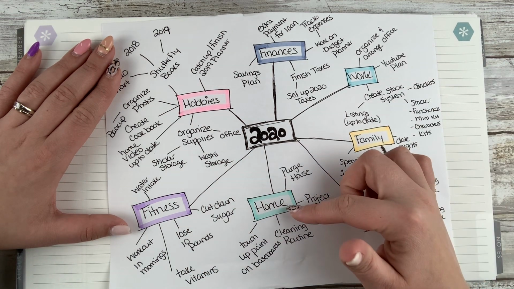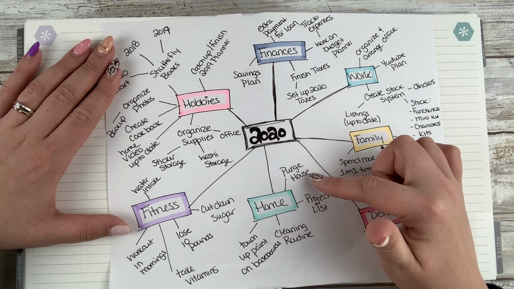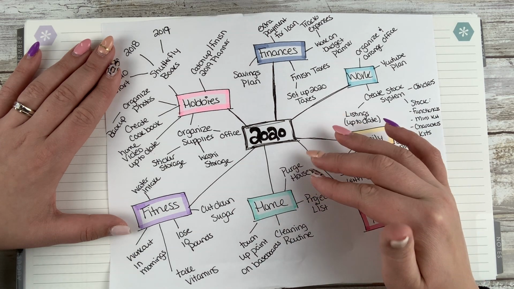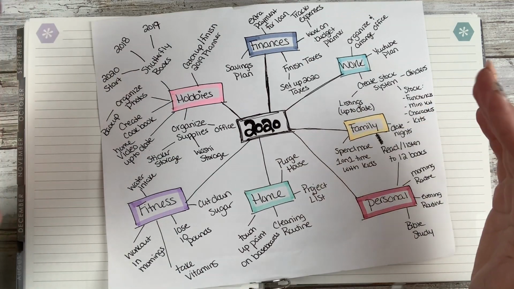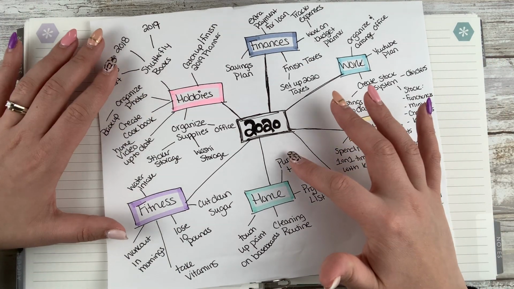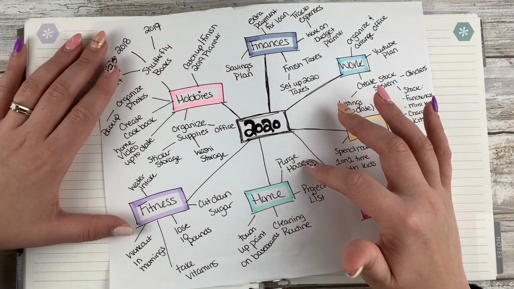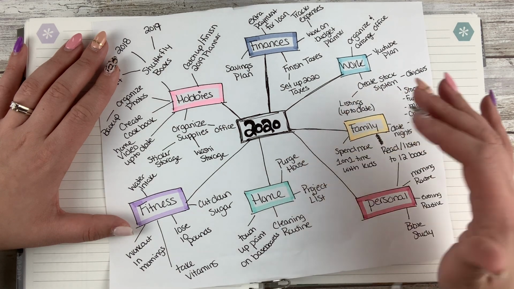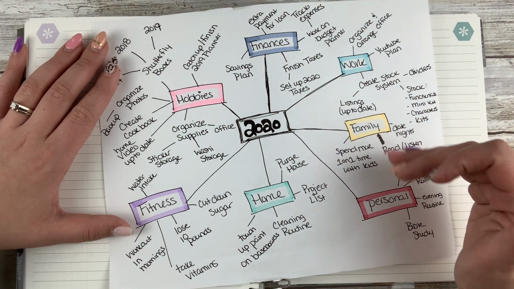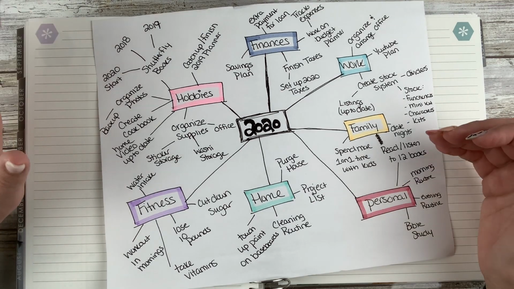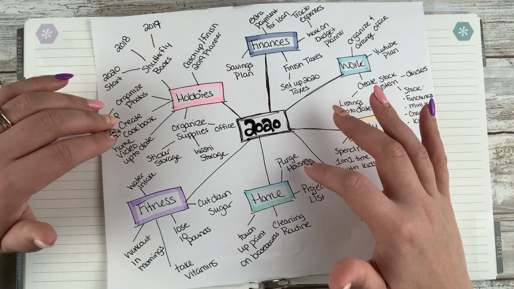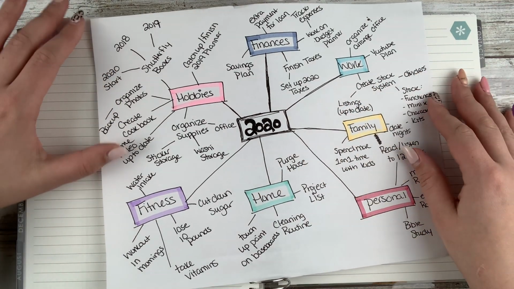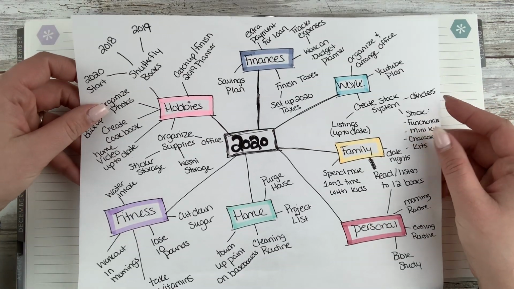So you'll kind of see, for example, in my home category, I have purge house, but that is also another big thing. So in the quarter, my goal is going to be to purge the house, but how am I going to achieve that? So each month I'm going to say what I want to do to achieve the purge house goal. So this is my 2020. I'm going to somehow put this in my planner.